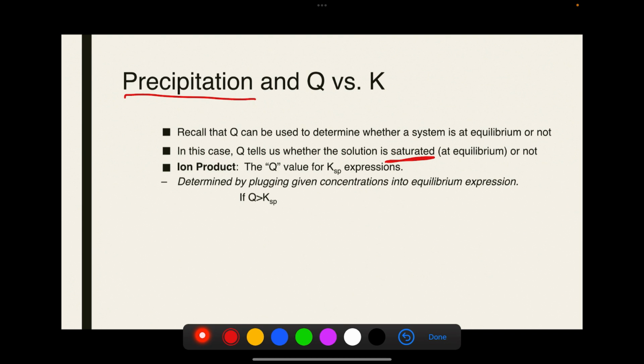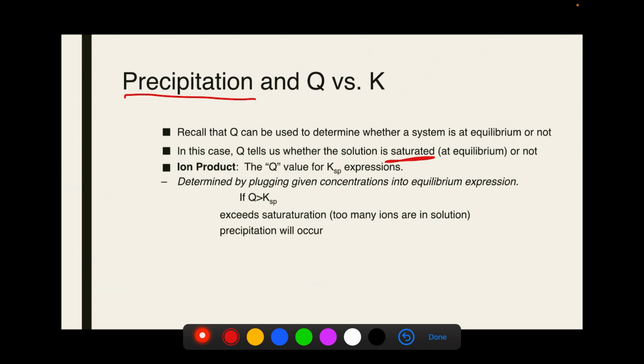So if Q is greater than K, that means that we have exceeded saturation. There are too many ions in solution. The system can't hold that many ions. How do ions remove themselves from solution? They form a solid and sink to the bottom. So precipitation will occur when Q is greater than K.